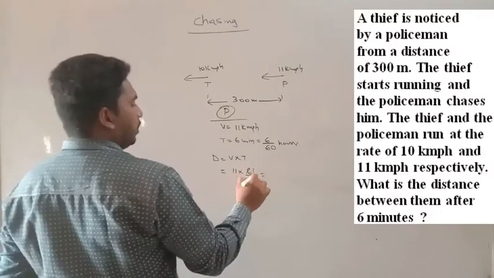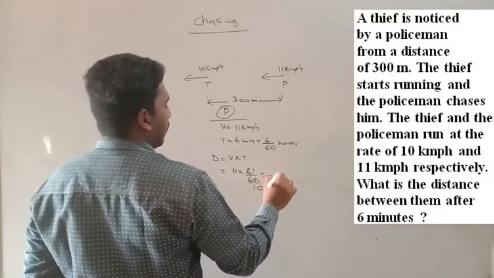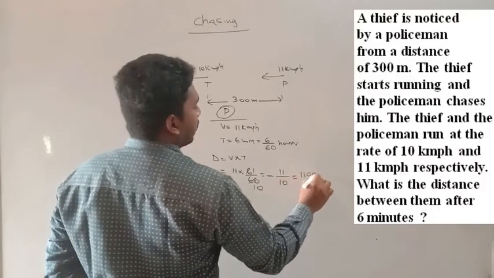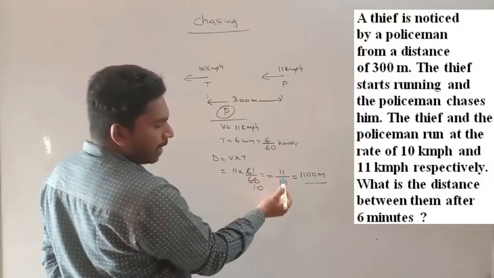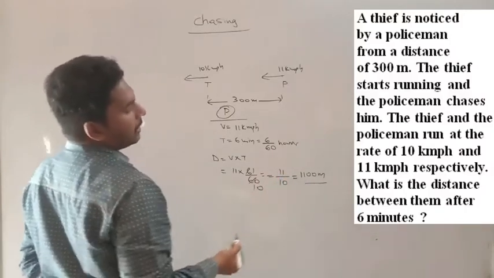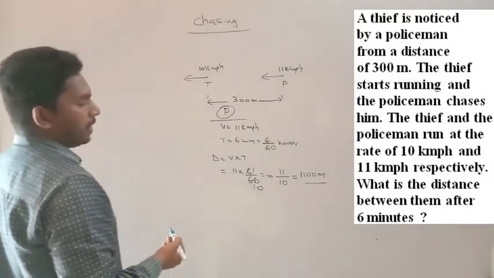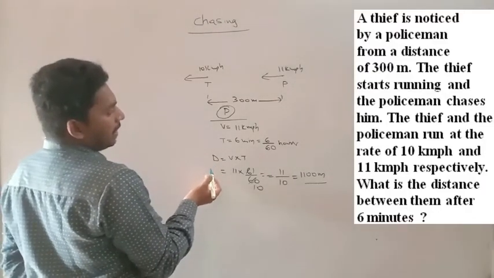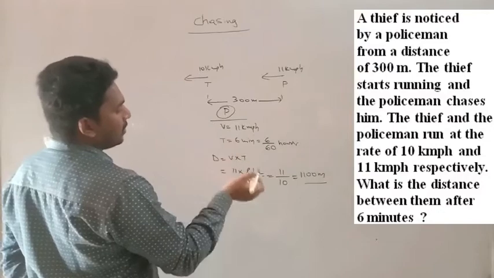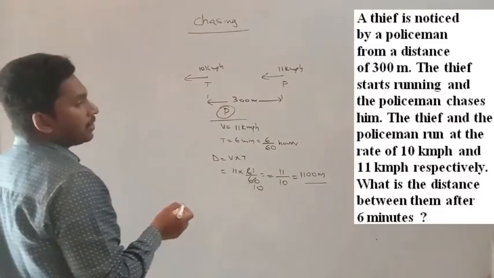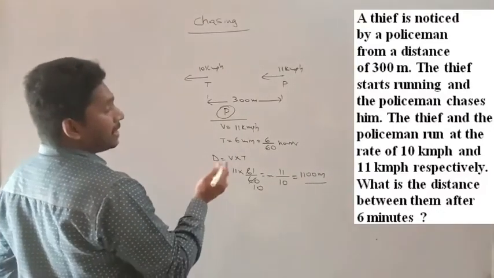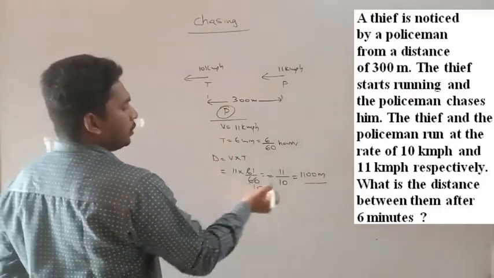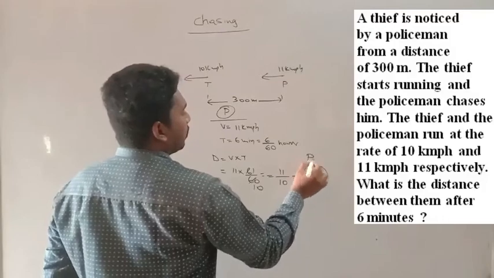So this will be 11 by 10, which is 1.1 kilometers, that can be written as 1100 meters. So this is the distance traveled by the policeman in the 6 minutes. They are asking to find the distance between the policeman and the thief after 6 minutes. So this is for the policeman.